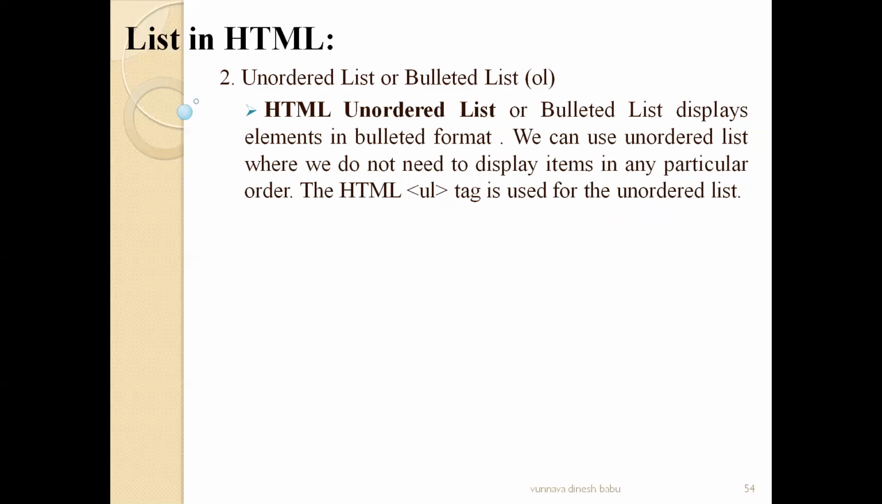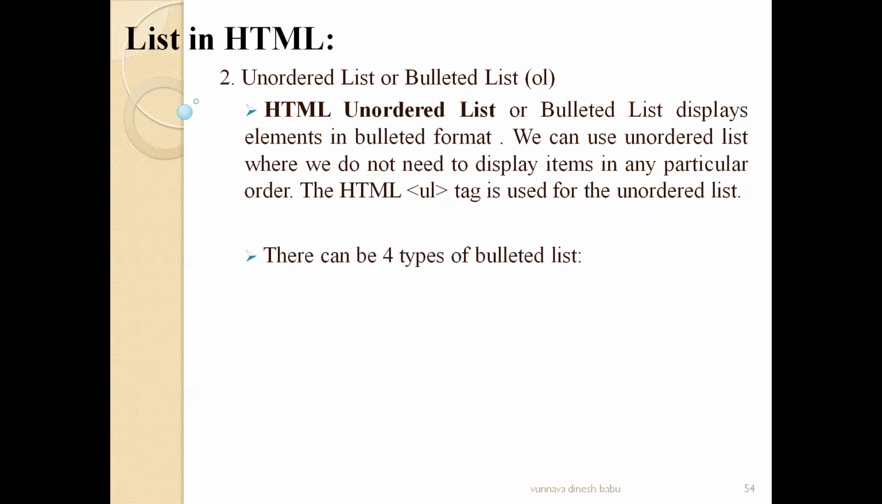In some situations, there is no need of displaying the list by using numbers. We can display the list by using some bullets. So in such type of cases, we can use this unordered list. The HTML language uses the UL tag in order to display an unordered list, right?